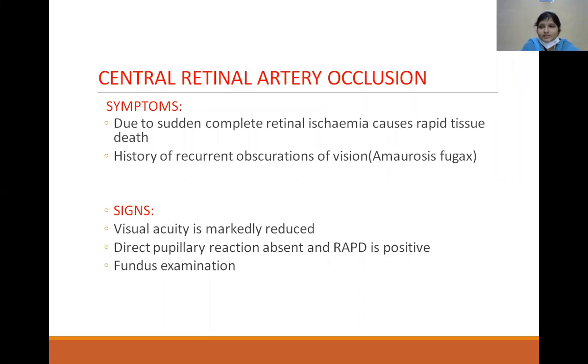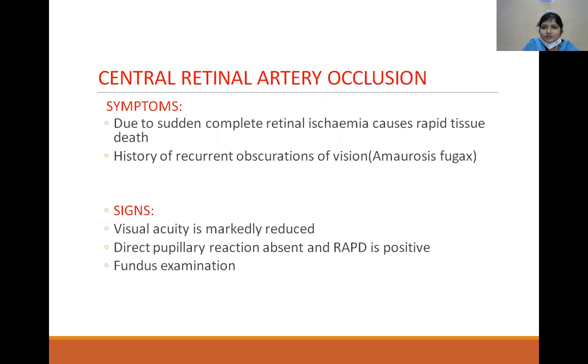And what are the signs? What we see in such patients is that visual acuity will be markedly reduced, ranging from 3/60 to sometimes no perception of light (no PL), which can also be present. And how does the pupil behave? The direct pupillary reflex is absent and RAPD is positive.